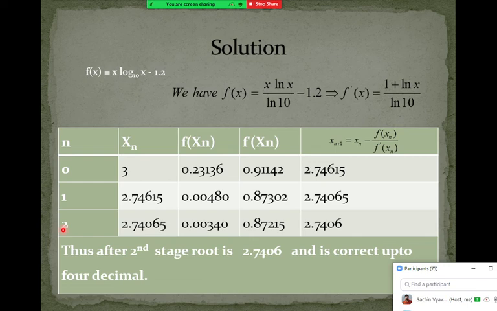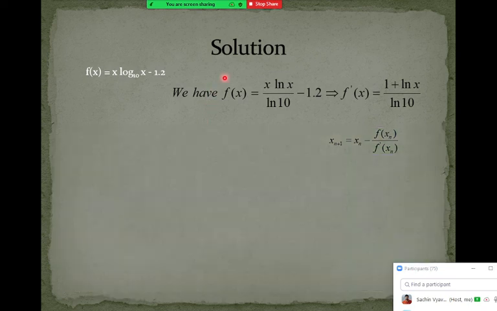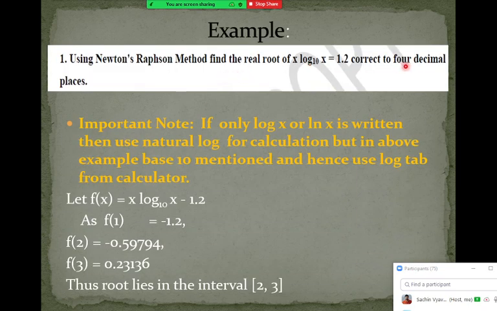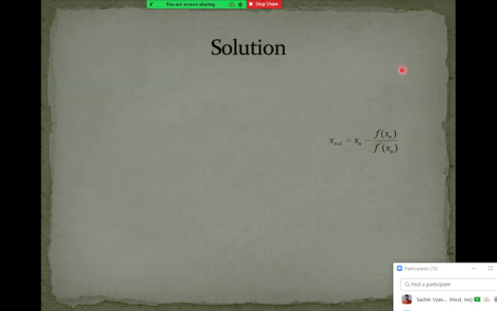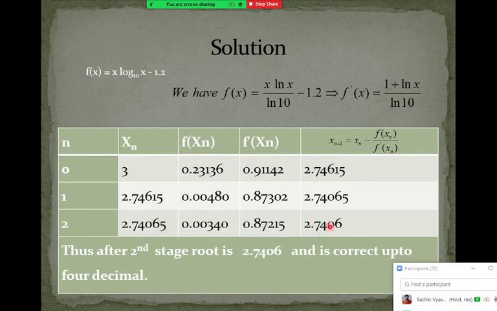Any doubt? No, sir. If you see in the question, is the stopping criterion given or not given? Let me check. So 4 decimal places is written. Yes, the stopping criterion is 4 decimal places. So we stop the iteration when all 4 decimals start repeating. You will observe 7406, 7406. As it is repeated, we stop the iteration. And generally, 4 decimals correct become available in the second iteration always.